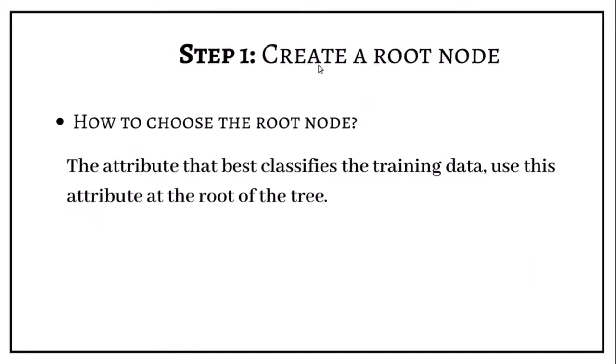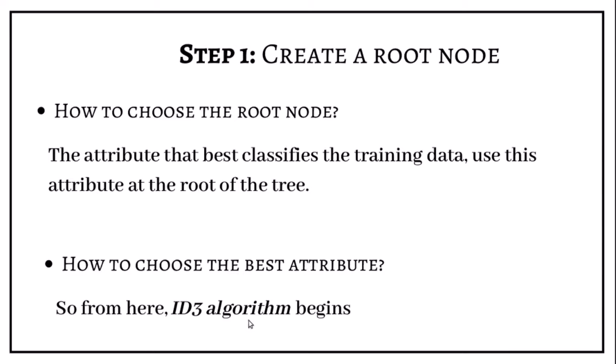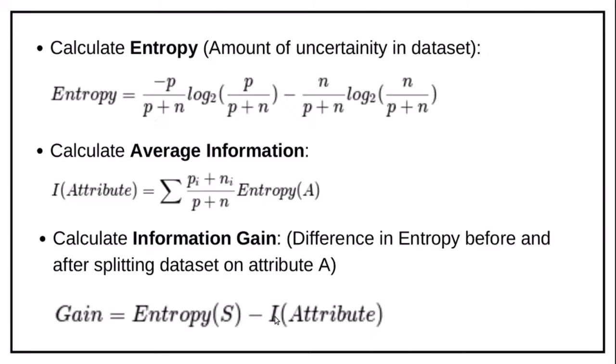Now to make a decision tree, we first have to choose the root node. So how will we choose the root node? Well, the attribute that can best classify the training data can be used as the attribute of the root node. But how to choose the best attribute? So from here we will use the ID3 algorithm. The ID3 algorithm has 2 important concepts, that is the entropy function and information gain.